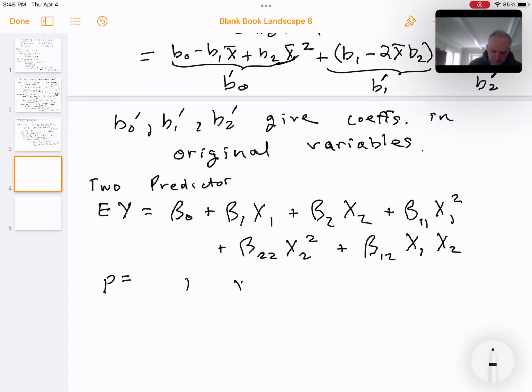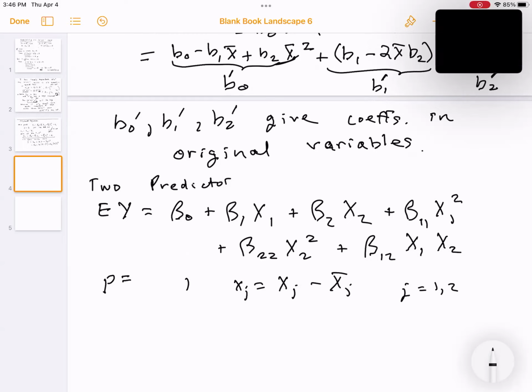And then we also want little x, let's say little xj equals xj minus xj bar. The big ones, I want to center them, and this is to prevent the correlation again. So j equals 1, 2. So how many parameters here? 6. Yeah, very good. 6 parameters here.